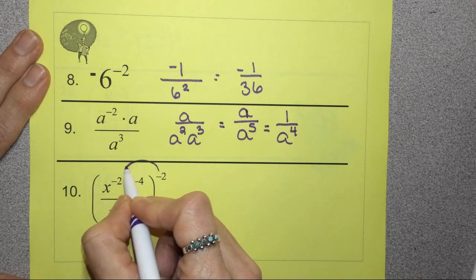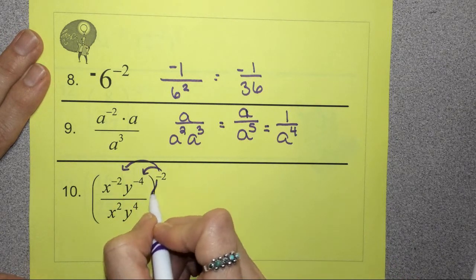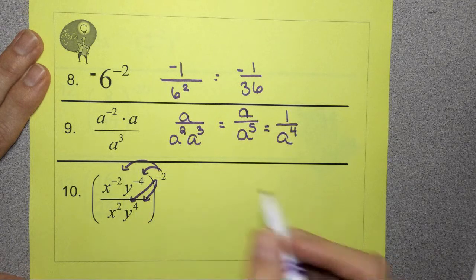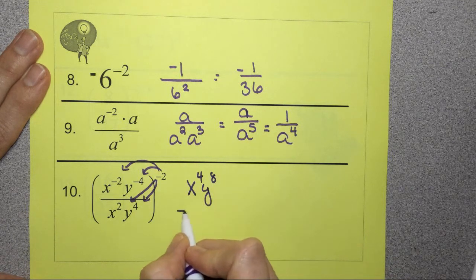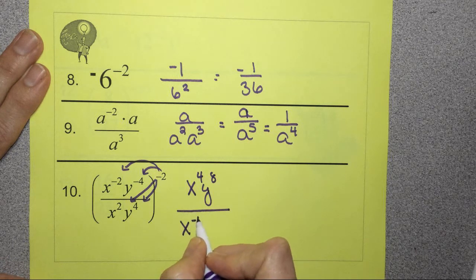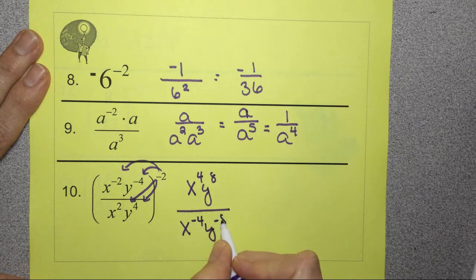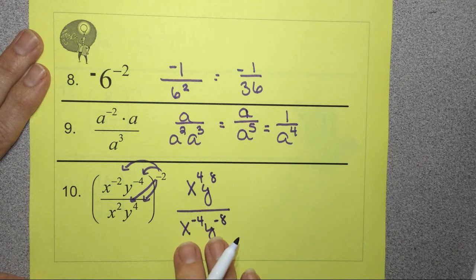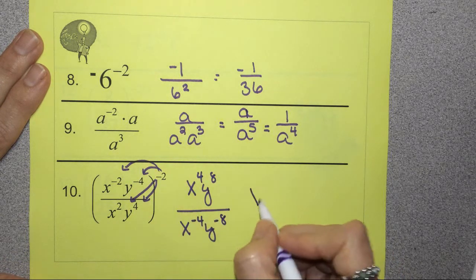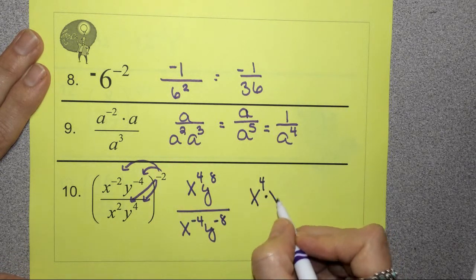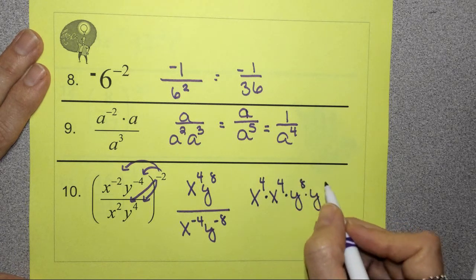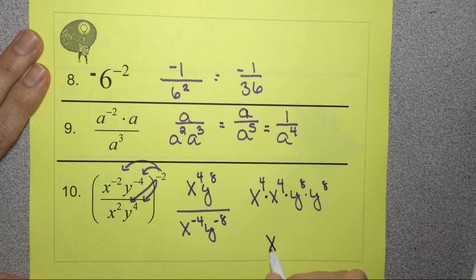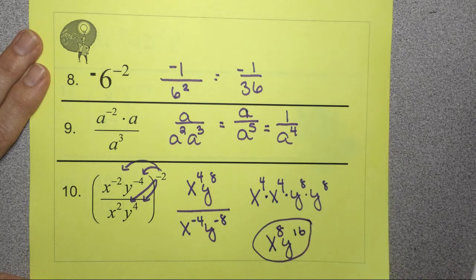On number 10, I'm going to distribute my exponent to the tops and the bottoms, and I get x to the 4th, y to the 8th, over x to the negative 4, y to the negative 8. Now I'm going to take my negative exponents and move them to the top. When I move them to the top, I'm going to have nothing left on the bottom. So my final answer is x to the 8th, y to the 16th.